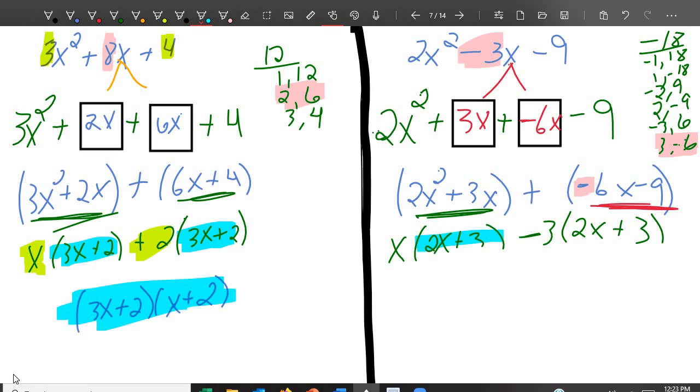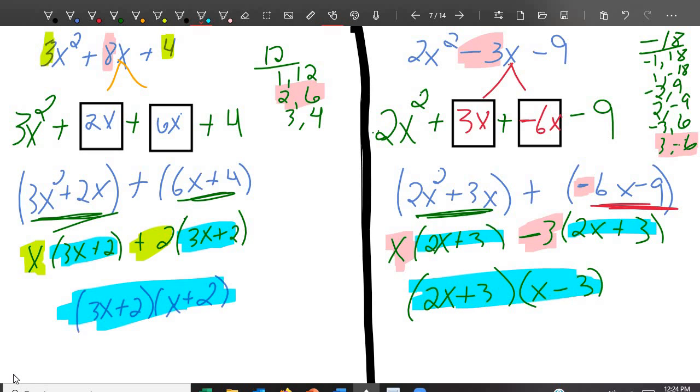The parentheses must match in the grouping method. So the 2x plus 3 matches, so that's one binomial. The other binomial is the x minus 3. And again, you could do the full method if you wanted to check it. But that's the answer.